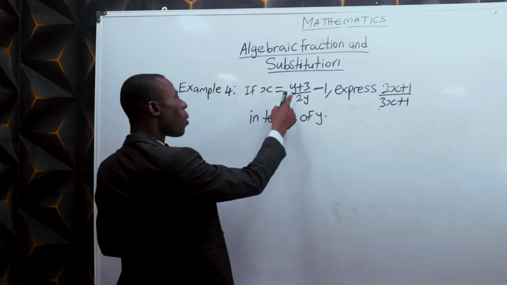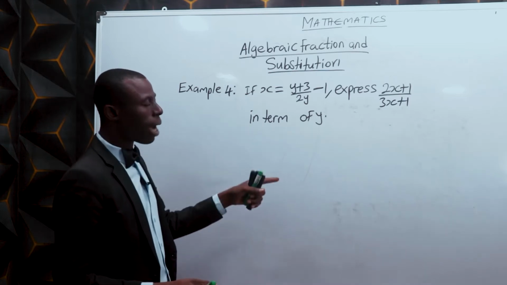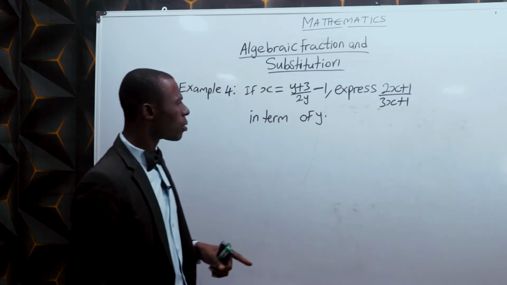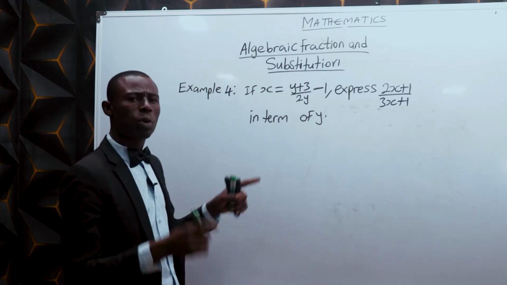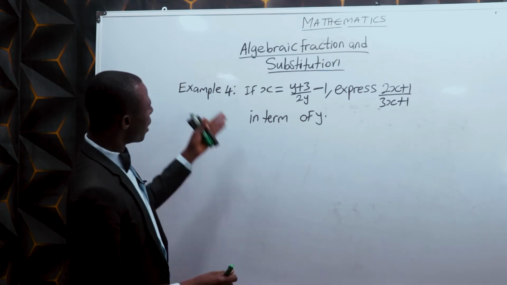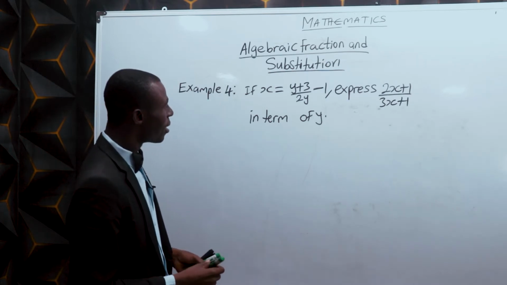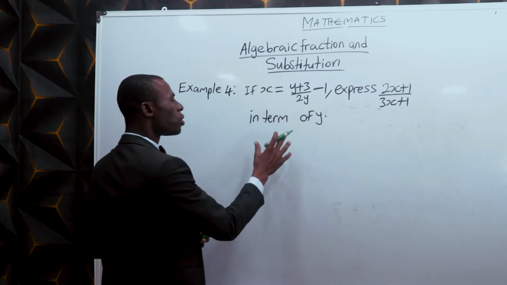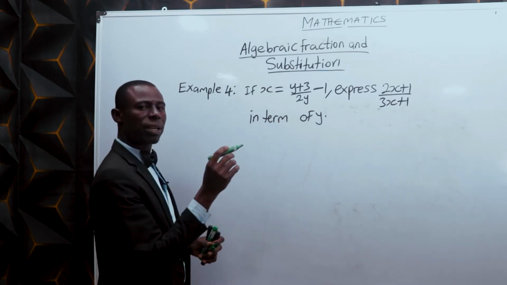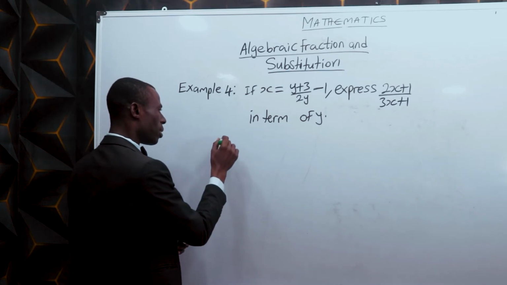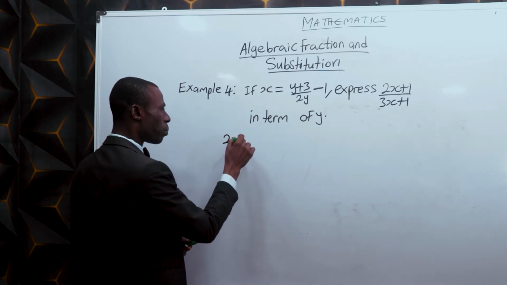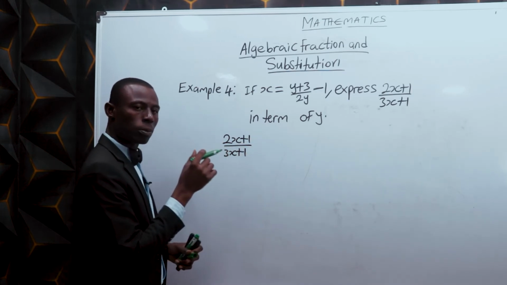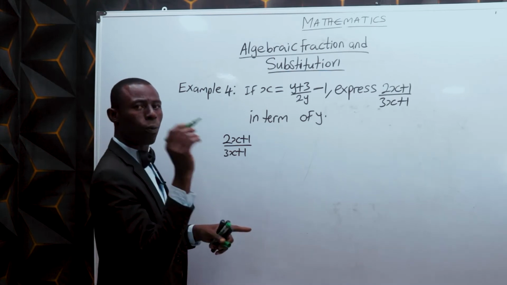If x is equal to y plus 3 over 2y minus 1, express 2x plus 1 over 3x plus 1 in terms of y. When you see a question like this, please, it's simple. Don't be scared. See how to do it. The expression you are given to express, you write it down first, which is 2x plus 1 over 3x plus 1. You have to express it in terms of y.